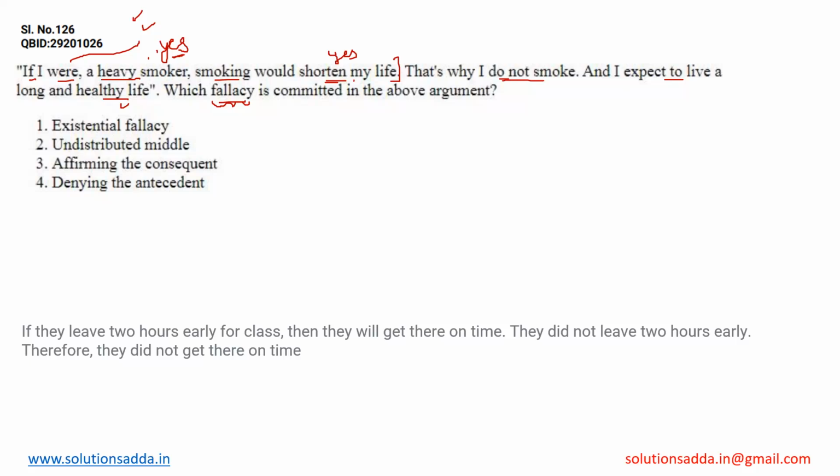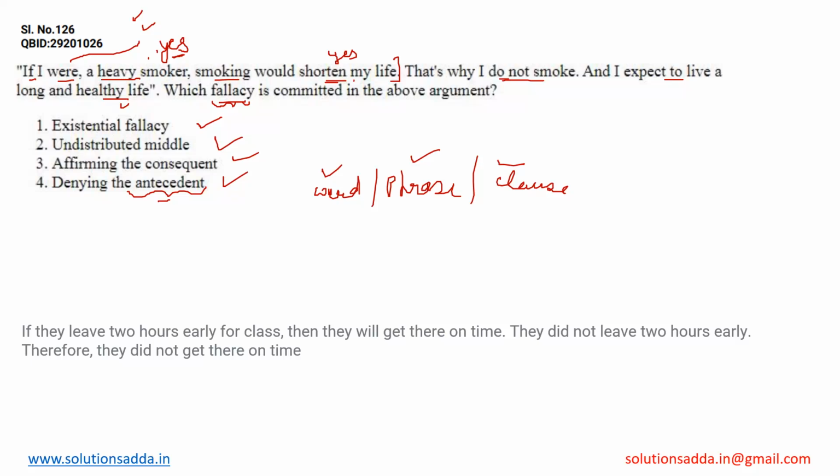So there are four types of fallacies given: existential fallacy, undistributed middle, affirming the consequent, and denying the antecedent. By reading this word antecedent, the general meaning of antecedent, as a noun, would be a thing that existed before. And in terms of grammar, we can say that antecedent means an earlier word, phrase, or clause of a sentence to which another word refers. Here is another sentence, and the antecedent of this particular line would be the previous line.